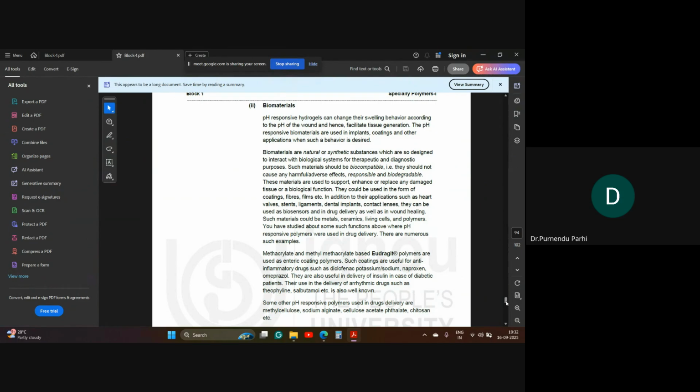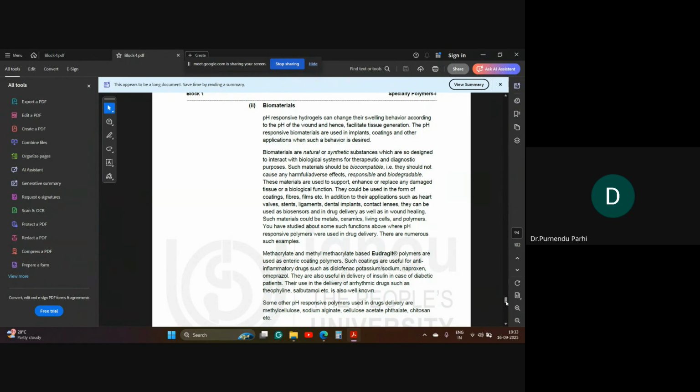The pH responsive polymers were used as drug delivery. They are numerous in examples. Methacrylate and methyl methacrylate based polymers are used as enteric coating polymers. Such coatings are useful for anti-inflammatory drugs such as diclofenac potassium, sodium, naproxen, and omeprazole. They are also used in delivery of insulin in case of diabetic patients. They are used in the delivery of anti-asthmatic drugs such as salbutamol is also well known.